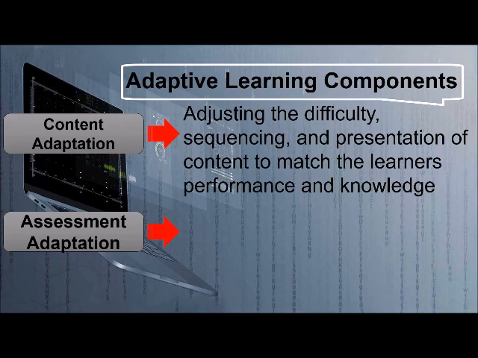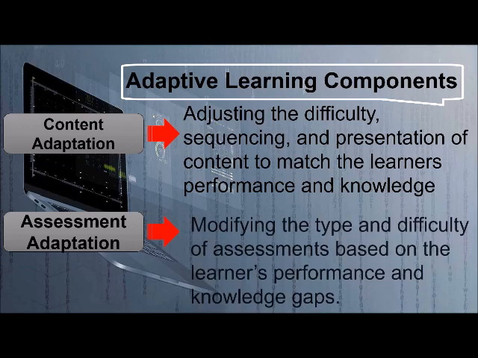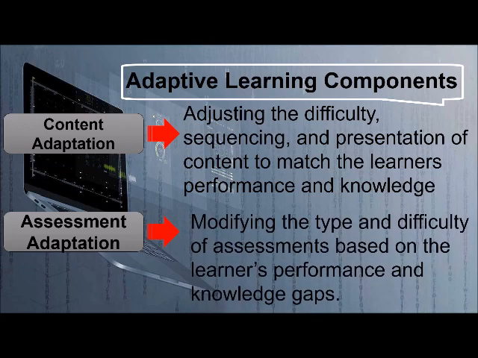The next one, we also have assessment adaptation. So when we say assessment adaptation, it means modifying the type and difficulty of assessments based on the learner's performance and knowledge gaps. In other words, it changes the questions a student sees based on his or her response to the previous questions. The difficulty of questions will increase as the student succeeds, and as the student struggles, the questions get easier.